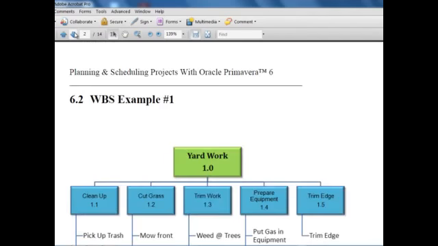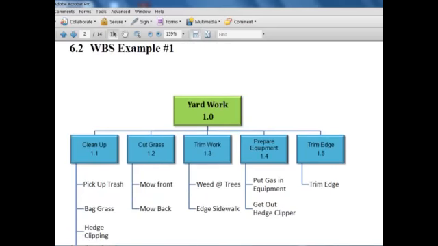Now let's go over to the second page. I have 3 examples. Here's example 1 of a WBS. It's yard work. Say for example you have a niece or nephew, they are teenagers, and you have them come and help you on a weekend to do the yard work. You could tell them, hey, we have to do the cleanup, we have to cut the grass, we have to trim, we have to prepare the equipment, we have to edge. Most of the kids will understand what it is, so they are okay with that.